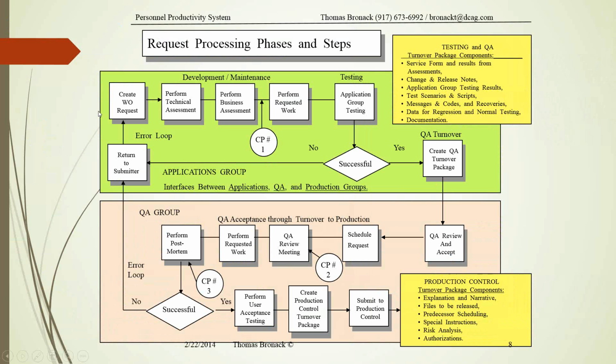The actual process of creating an application would start with a work request, then a technical assessment, and a business assessment, and then a checkpoint where you make the determination if you want to buy or build the application. Then you perform whatever work has to be done, and then you perform the testing. If the testing is successful, you will then turn over to the production environment. If it's not, you'll go back and continue this loop until it is successful. The QA review is done and accepted, it's scheduled, put into production, and turned over.